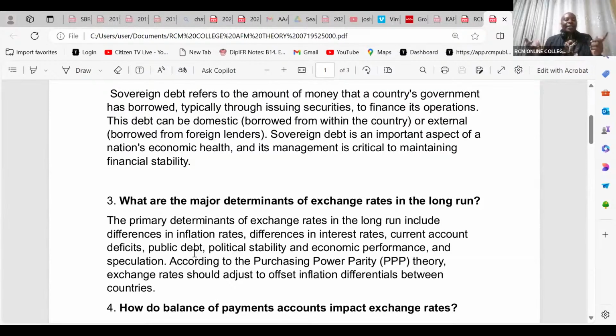So public debt, differences in interest rates, current account, public debt. Political stability is, of course, a big influencer. Economic performance: countries that are economically performing very well always have stable currencies. And of course, there are people who hold on to dollars for speculation. Automatically, they make the dollars scarce in the market, and then the exchange rate changes.